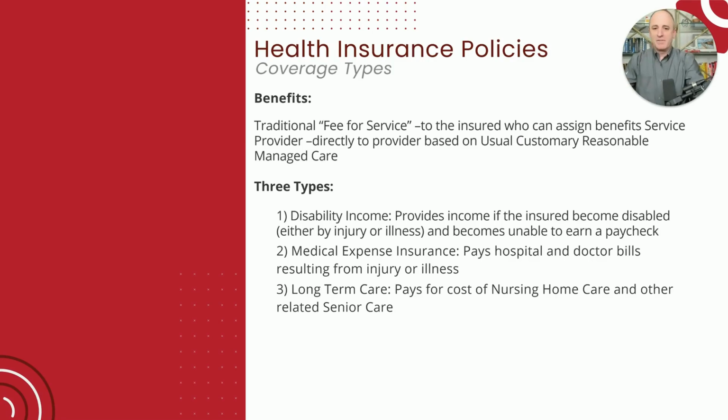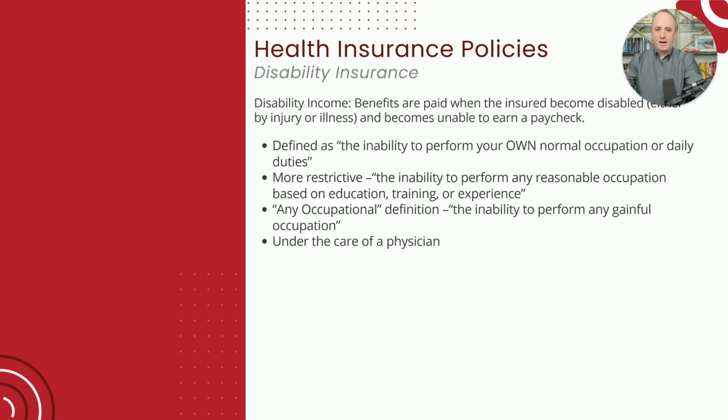All right. The different types: there's a traditional fee-for-service. You've got disability income, which is a health insurance plan. You've got a medical expense plan, and then you've got a long-term care plan. Medical expense insurance is what is most commonly referred to as "I have health insurance." That's typically what they're talking about. Disability would cover these things. Basically, you cannot perform your own normal occupation is the standard definition of disability.